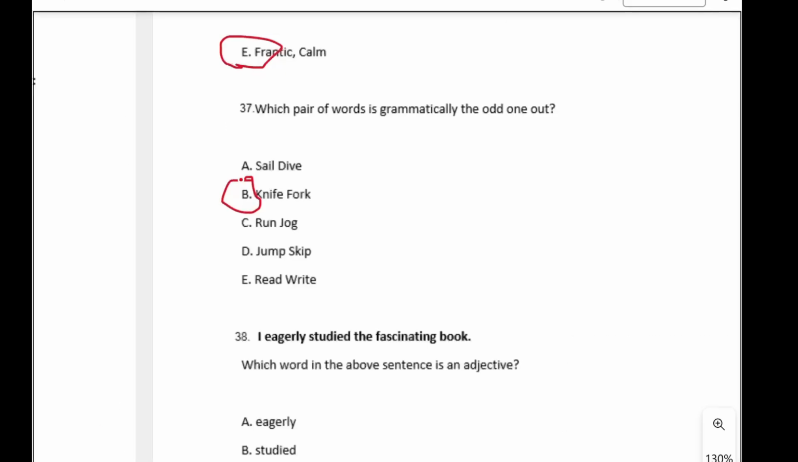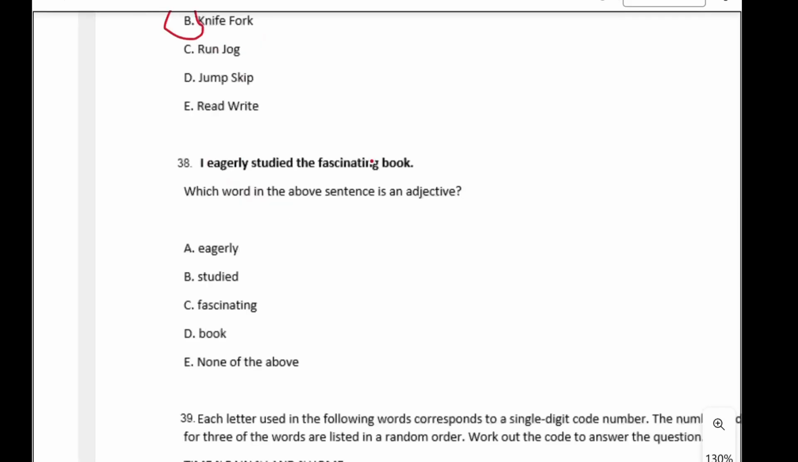So for 37, let's analyze the rest of the words. All of the words are verbs. So sail, dive, run, jog, jump, skip, read, write. They're all verbs apart from option B, where the two words are nouns. Knife and fork are nouns. Therefore, the right answer is B. Over here, which word in the sentence is an adjective? Adjective is the key word. I eagerly studied fascinating book. So this is pronoun, adverb, verb, article. Fascinating is the only adjective we have because book is a noun. Therefore, C is the correct answer.